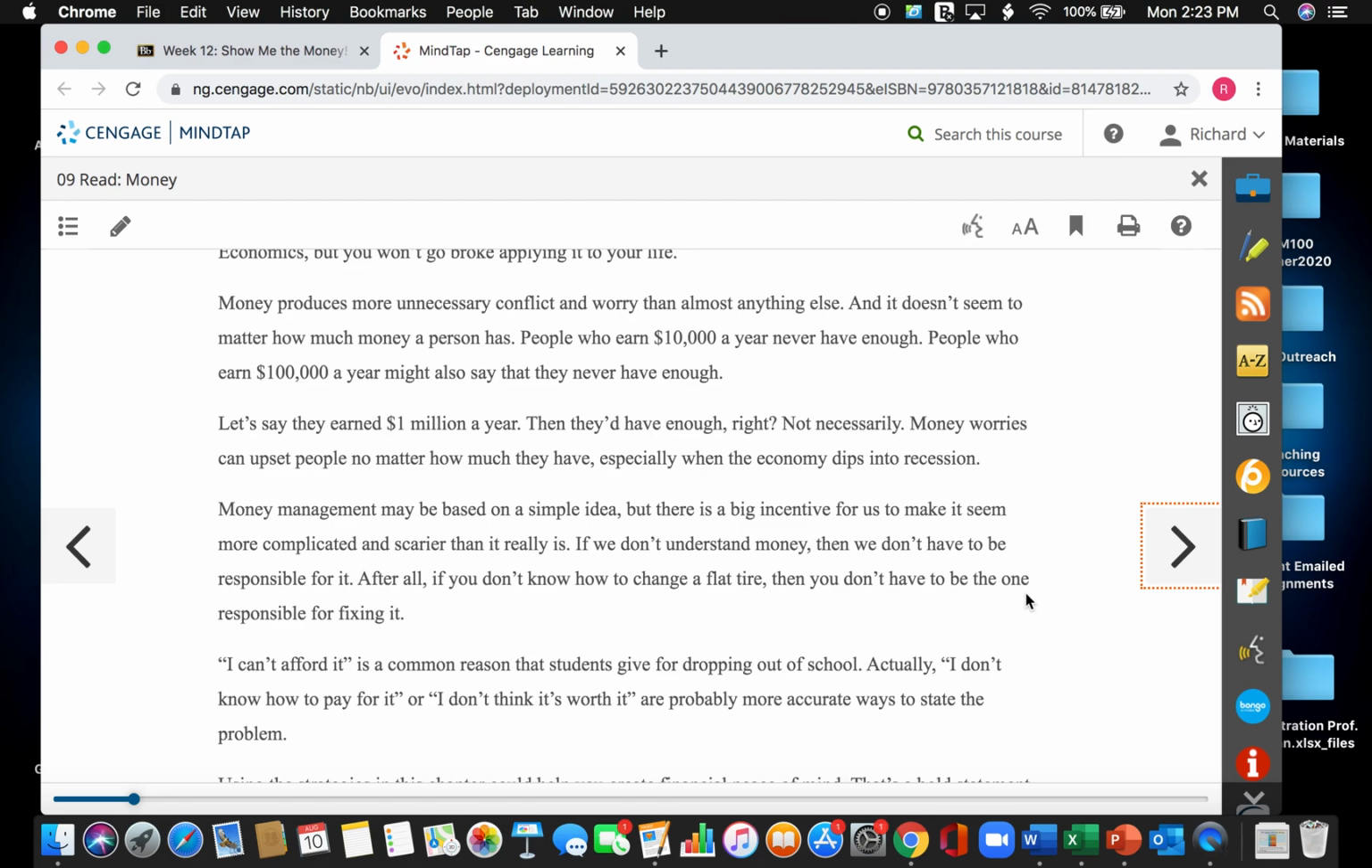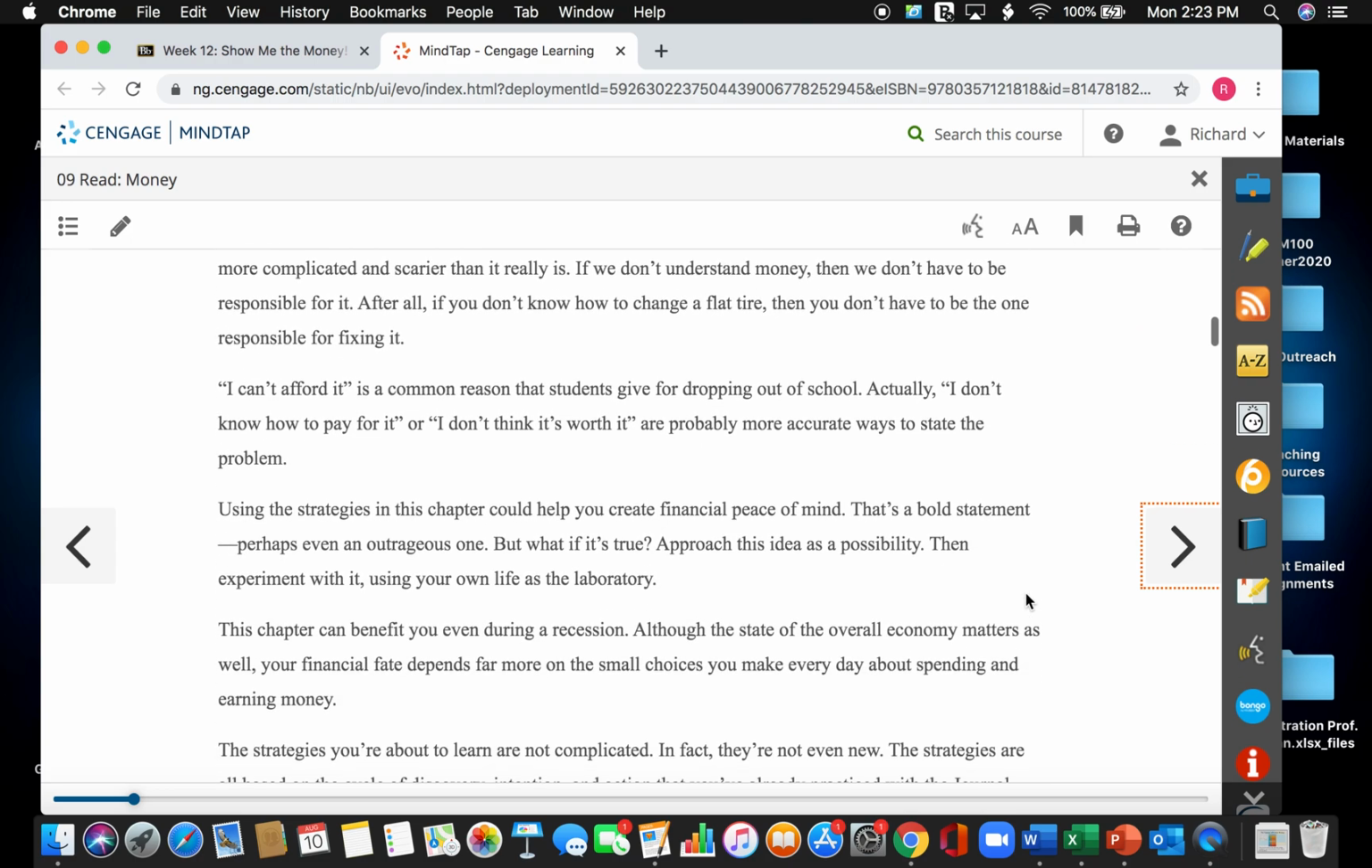Money management may be based on a simple idea, but there is a big incentive for us to make it seem more complicated and scarier than what it really is. If we don't understand money, then we don't have to be responsible for it. After all, if you don't know how to change a flat tire, then you don't have to be the one responsible for fixing it. "I can't afford it" is a common reason that students give for dropping out of school. "Actually, I don't know how to pay for it" or "I don't think it's worth it" are probably more accurate ways to state the problem.